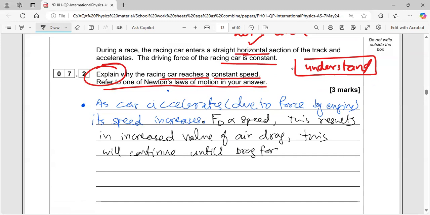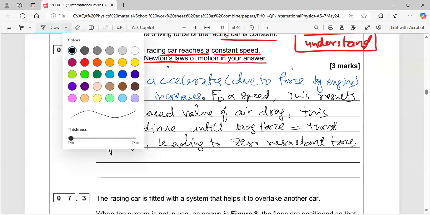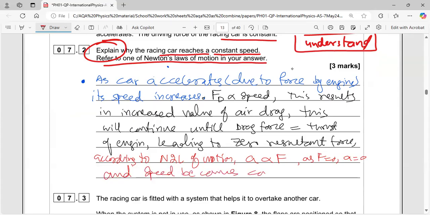drag force becomes equal to thrust of the engine, leading to zero resultant force, right? So when the resultant force is zero, then we can say that according to Newton's second law of motion, now you can refer to the law here, acceleration is proportional to force. As force is zero, acceleration is zero, and speed becomes constant. So this is the ideal way to write this answer.